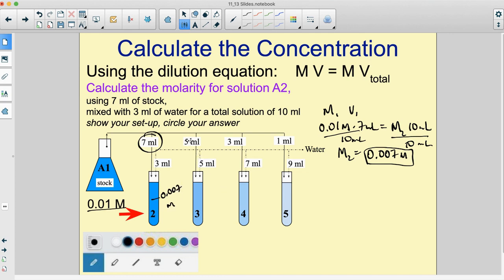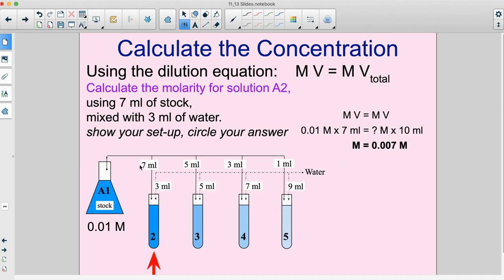Okay, so that is the concentration of this diluted solution. So then if you take a look, this is 5 and 5. It's going to be just half of this. This is going to be 0.005 molar. This is going to be the opposite of this first one. It's going to be 3/10 as strong. So this is 0.003 molar. And here we have 1 milliliter of stock, 9 milliliters of water. It is 1/10 as strong. This is 0.001 molar. So I hope you can see how that dilution works itself out in a kind of qualitative way as well.